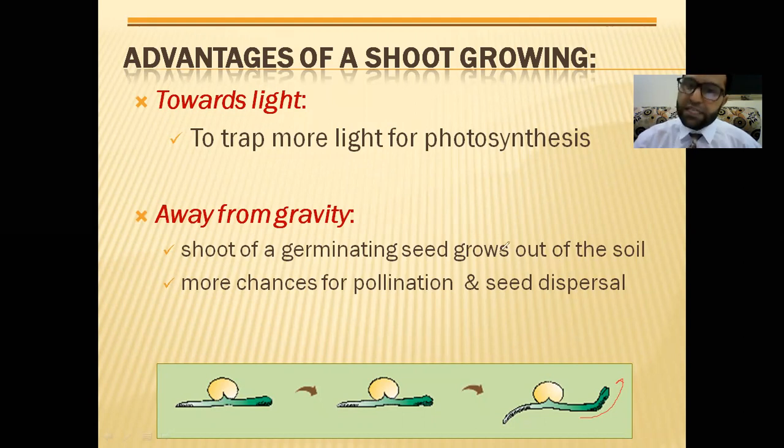That is pollination, in which pollen grain is transferred from anther to stigma of a flower. So there are more chances of pollination for that plant. Second, it's also better for seed dispersal. Seed dispersal means spreading of seed.